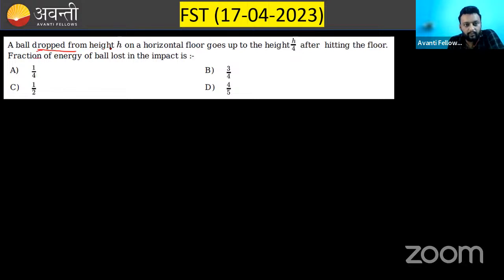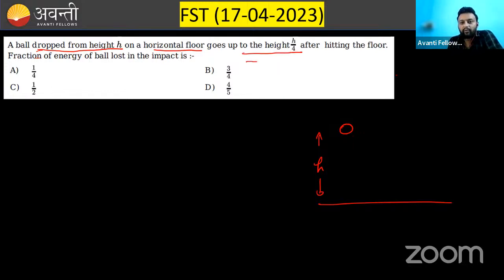A ball is dropped from a height h on a horizontal floor. Okay. This is a horizontal floor. A ball is dropped from a height h. The statement is pretty much clear. Goes up to a height h by 4 after hitting the floor. It hits the floor like this. And after that, it goes up to a height h by 4. This height is h by 4.